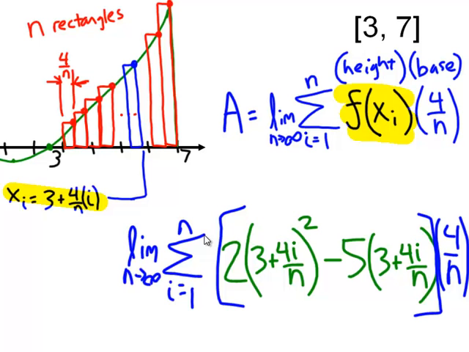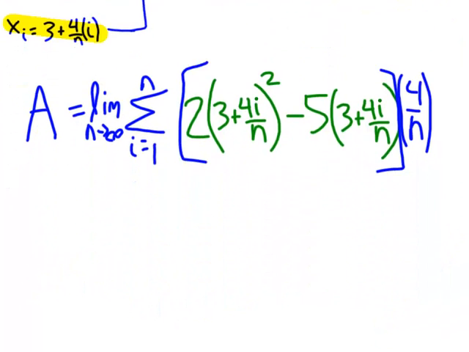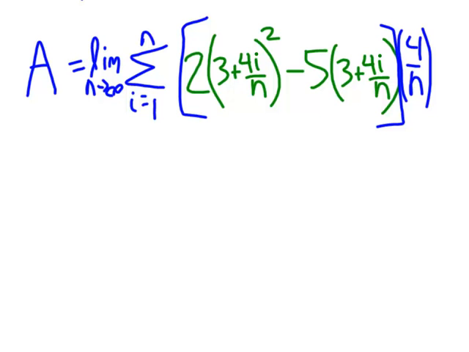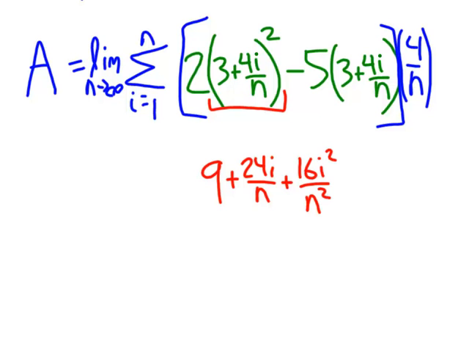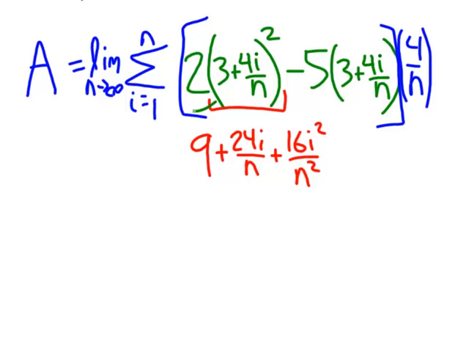So this would be a point where if you missed anything along the way, pause, back up, think about it if you need to. Make sure you understand how we got to this point, because it's pretty much algebra from here. And therefore, since we've been getting used to this lately, I'm going to speed it up a little bit here. So let's distribute this out. 3 plus 4i over n times another 3 plus 4i over n will give us 9 plus 24i over n plus 16i squared over n squared. And if I go ahead and distribute the 2 here, that will give me 18 plus 48i over n plus 32i squared over n squared.